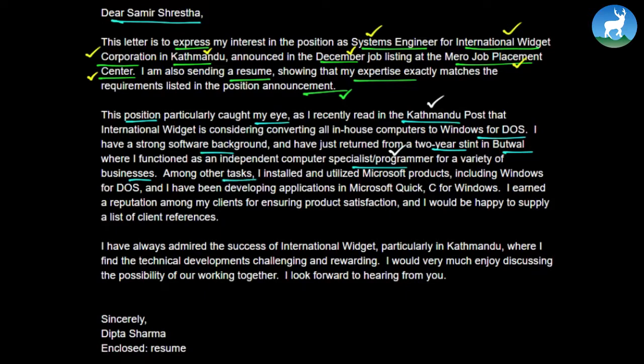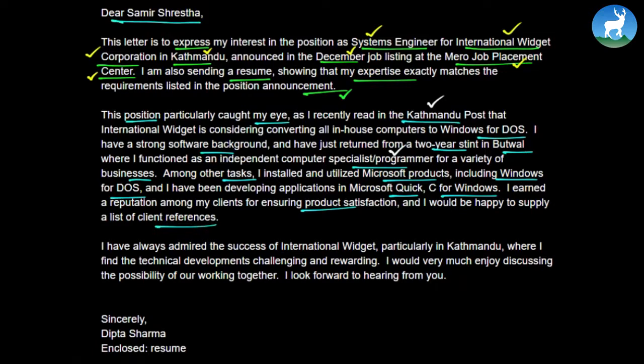Among other tasks, I installed and utilized Microsoft products, including Windows for DOS, and I have been developing applications in Microsoft Quick C for Windows. I earned a reputation among my clients for ensuring product satisfaction, and I would be very happy to supply a list of client references.